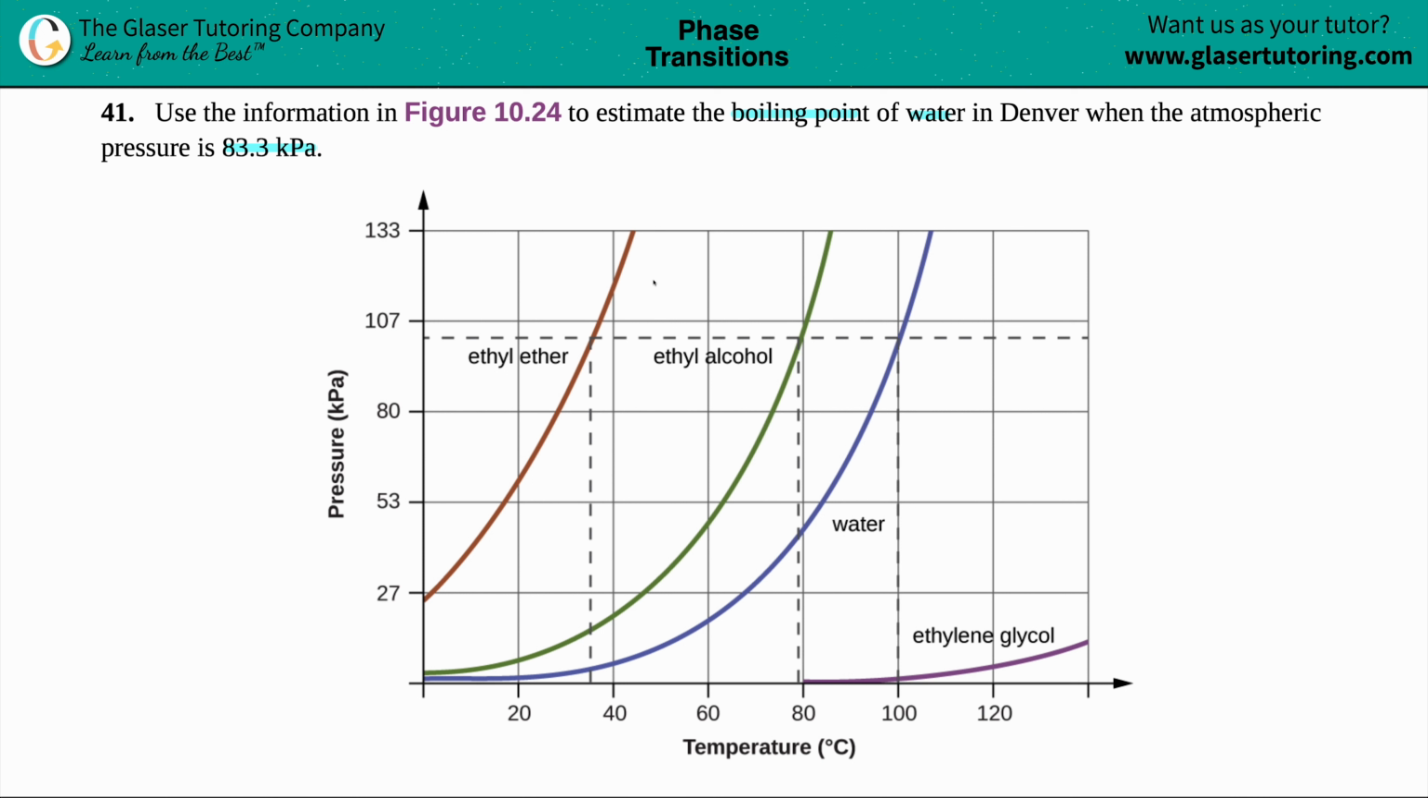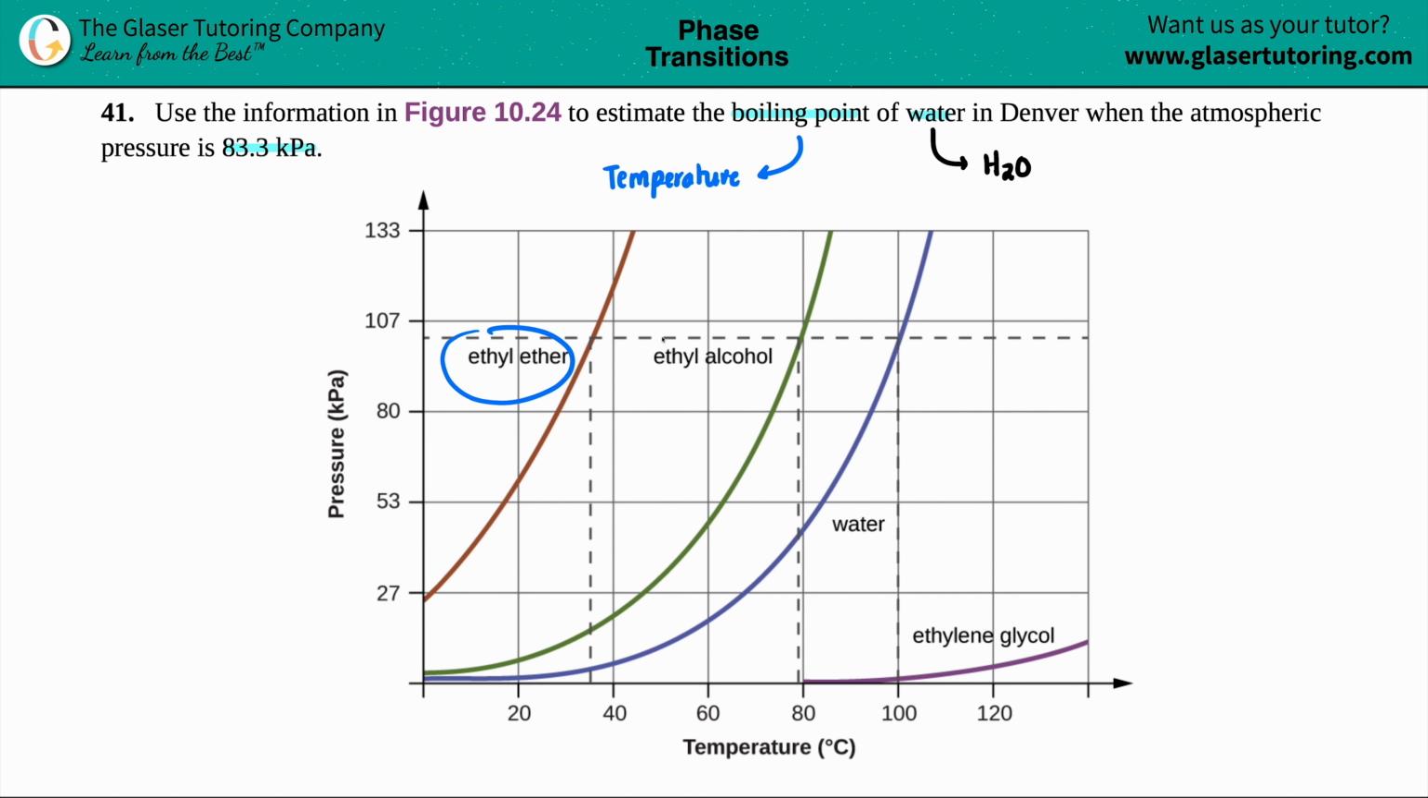Okay, so boiling point of water. So obviously water is H2O, and we're looking for a boiling point. Remember that a boiling point is a temperature value. So we're secretly looking for a temperature value, so we're looking for the x-axis here. And they did tell us that we are in Denver, which is 83.3 kilopascals.